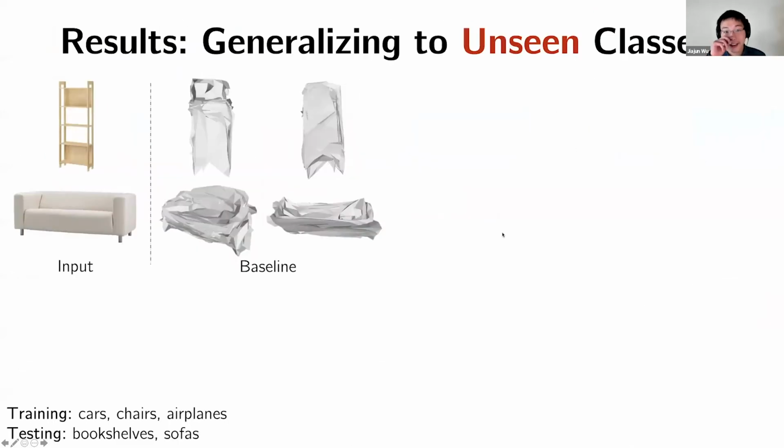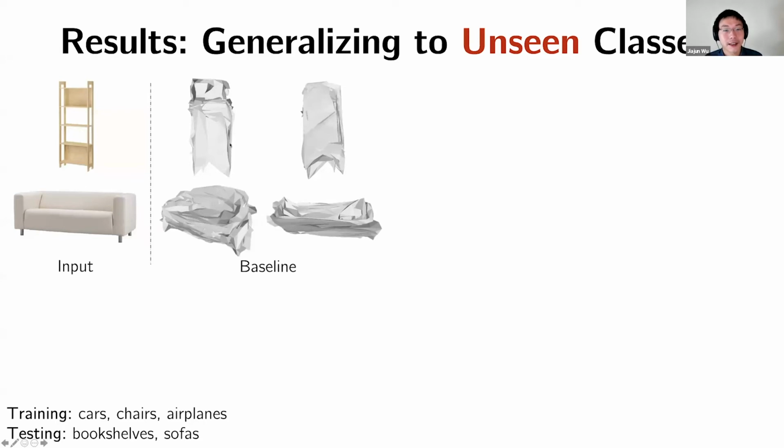Because we call it generalizable, we want to show results on generalizing to unseen object classes. Everything here, again, is trained on chairs, planes, and cars. But now I tested not only on the table, but also on the bookshelf and the sofa. And here are some results from the baseline, which is trying to represent shapes as a collection of surfaces.